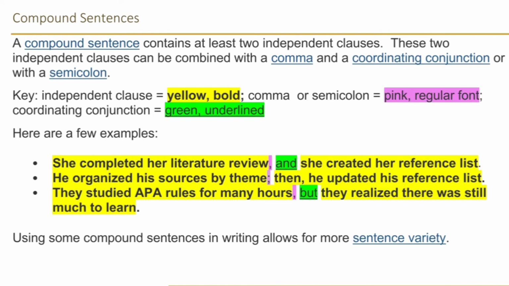For example number 1: "She completed her literature review, and she created her reference list." The first independent clause is "she completed her literature review," then the comma, and the conjunction "and." It includes the conjunctions FANBOYS. The second independent clause is "she created her reference list." The other example is below.